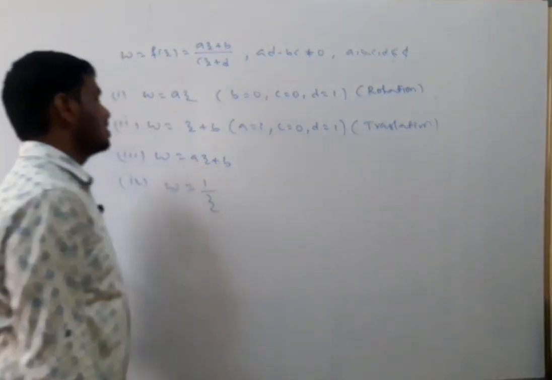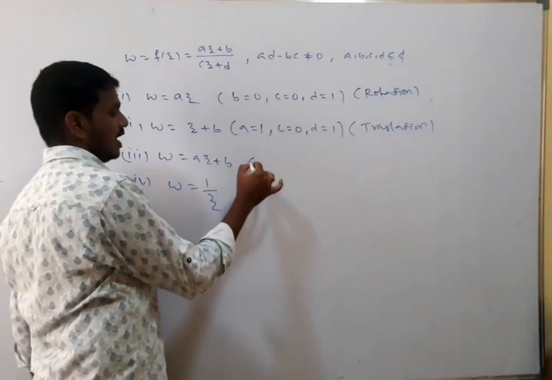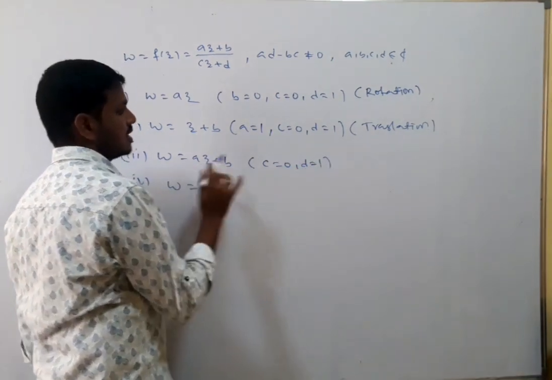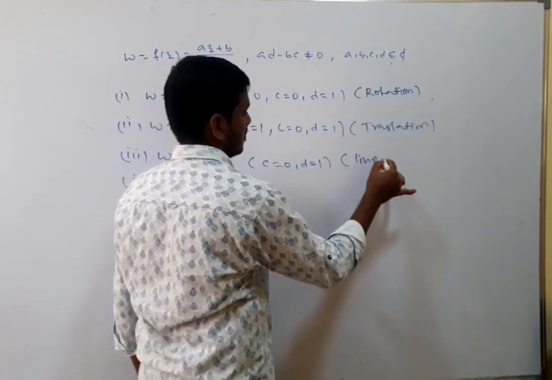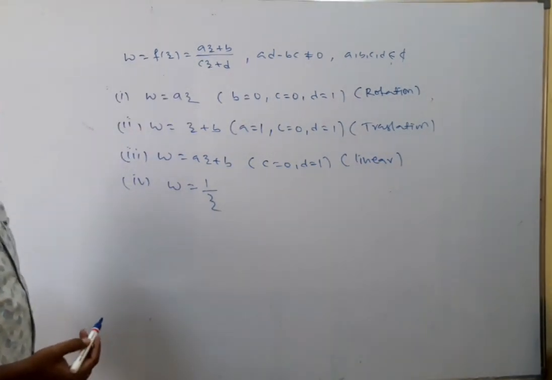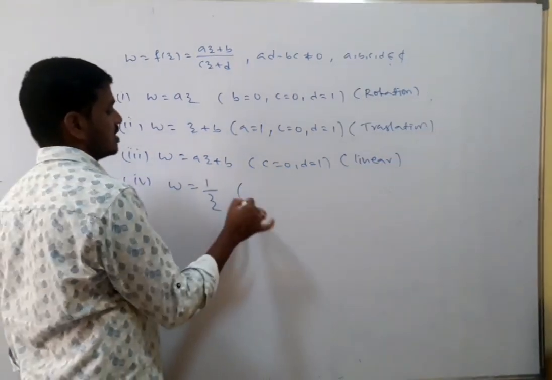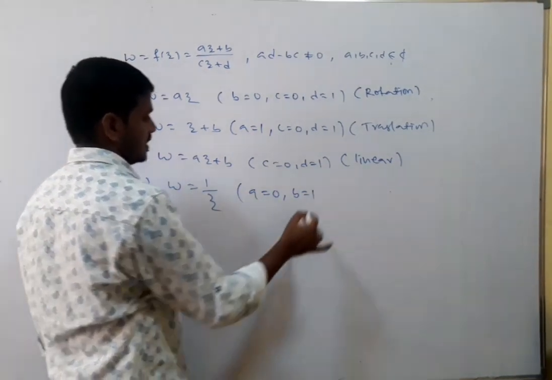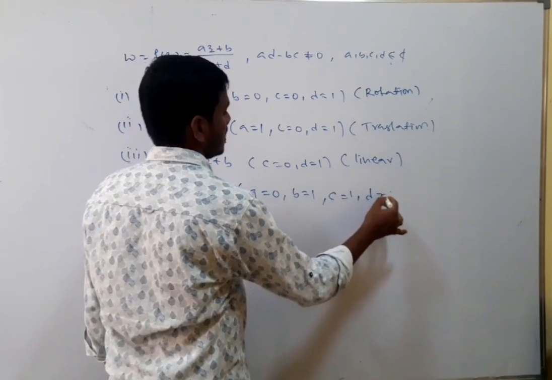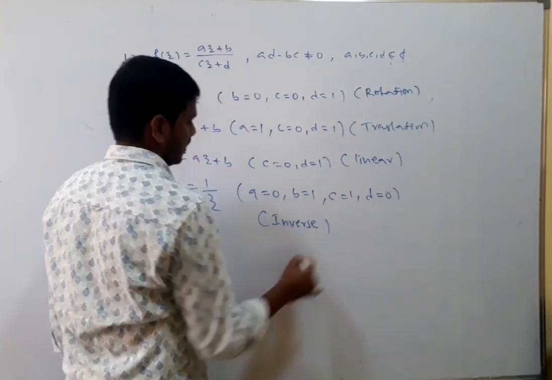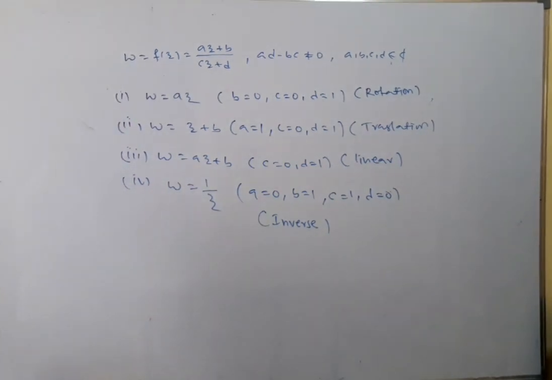Next, w equals az plus b. This we get by taking c equals 0, d equals 1. This transformation is the linear transformation. Next, w equals 1 by z. We get this by taking a equals 0, b equals 1, c equals 1, d equals 0. This is the inverse transformation. Is it clear? This is the inverse transformation.